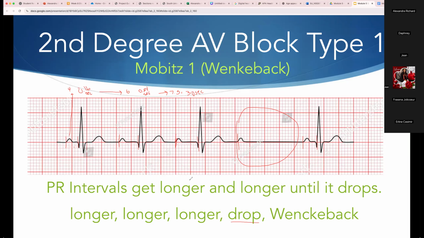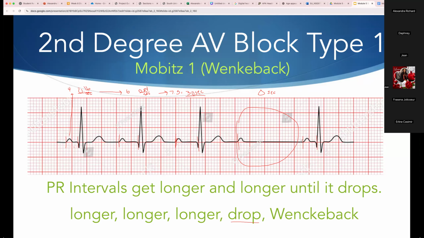The PR intervals get longer and longer and longer until there's no PR interval. You can't calculate the PR interval because there's no QRS, right? So that's why they say second degree AV block type 1 or Mobitz 1: the PR intervals get longer and longer until it drops, and then it restarts again, right?